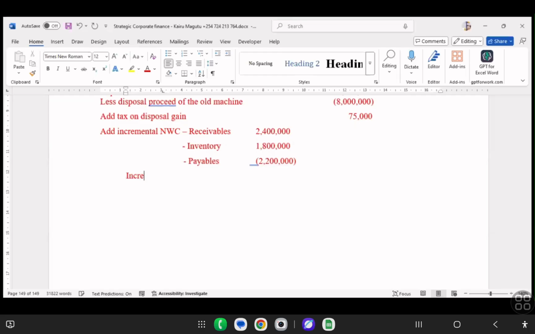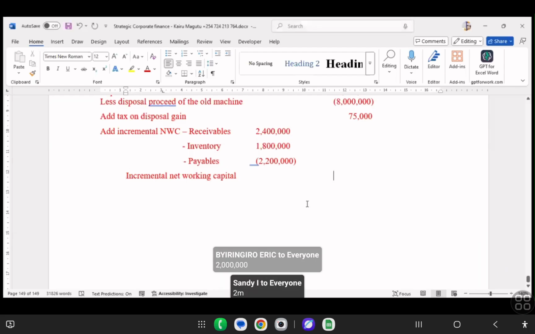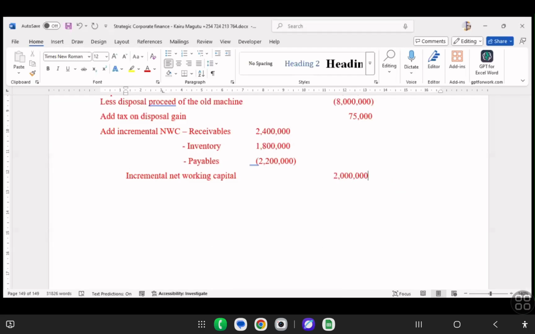Incremental net working capital. Can someone give me 2.4 million plus 1.8 minus 2.2 million? How much is it? 2 million. Good. I see 2 million. We need to invest an extra 2 million in the working capital.